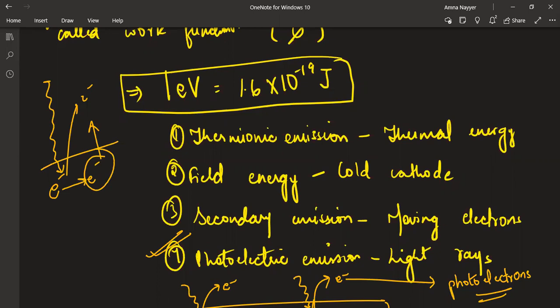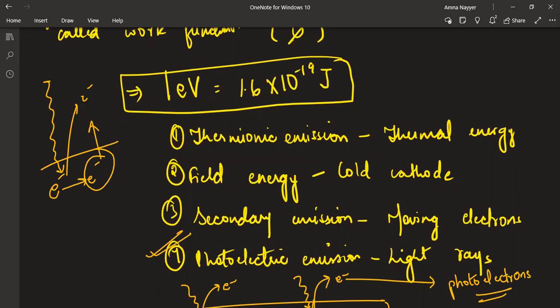Then you have cold cathode emission, which is also written as field emission or field energy emission. There, high electric fields, like 10 to the power 8 volt per meter, are applied on the metal surface. When the electrons are ejected that time, we call it field emission or cold cathode emission. Then we have the third type, by moving electrons. If fast moving electrons strike a metal surface, they transfer some of the energy to the other free electrons. If 2 electrons collide among themselves, then one of the electrons can get ejected. That we call secondary emission.